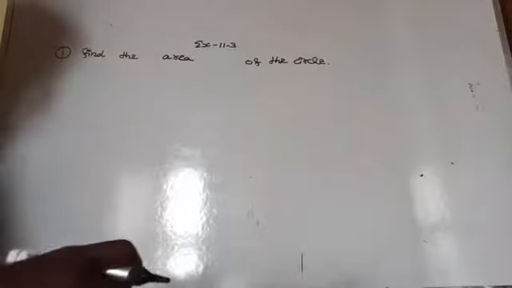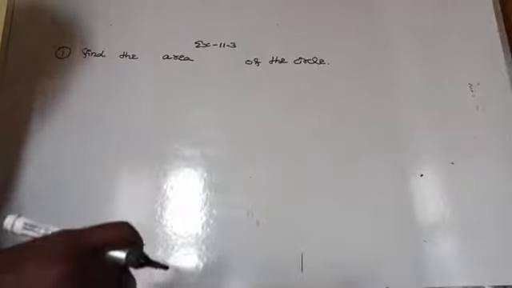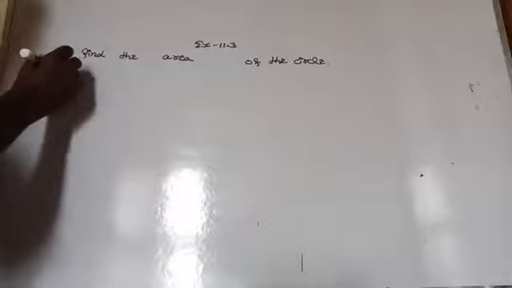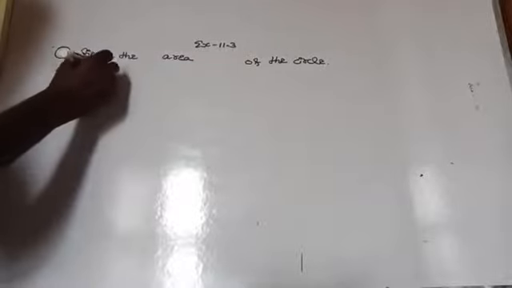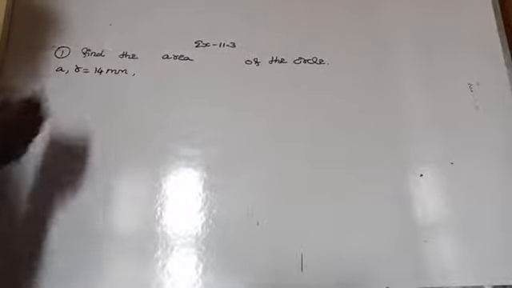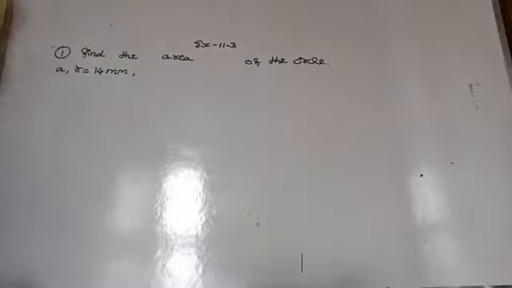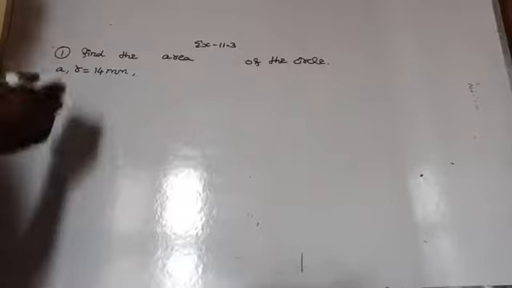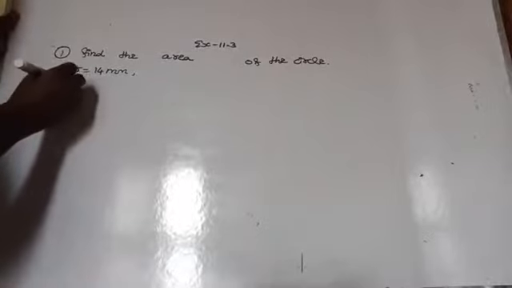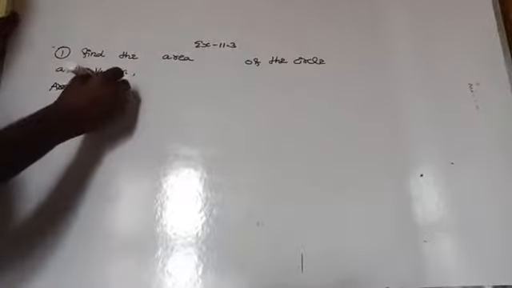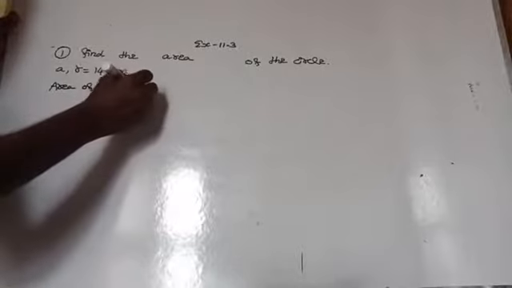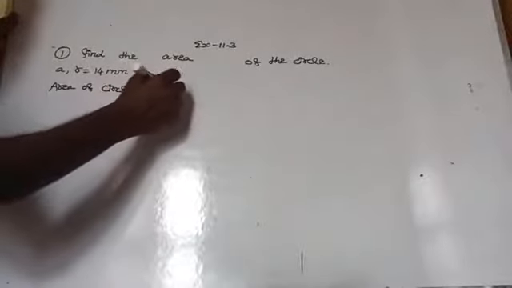For question number 2, find the area of the circle given that the radius is 14 millimeter and take pi equal to 22 by 7. If it is not given also, you have to consider the value of pi as 22 by 7. Now, the area of a circle is pi r square units.